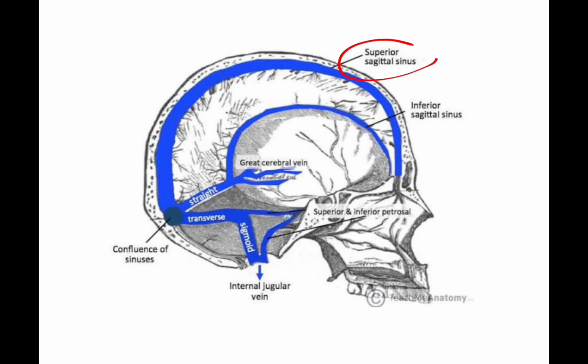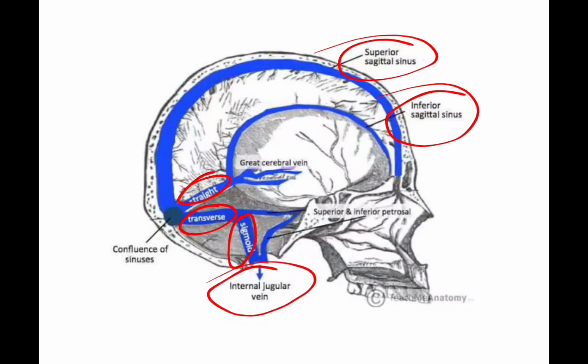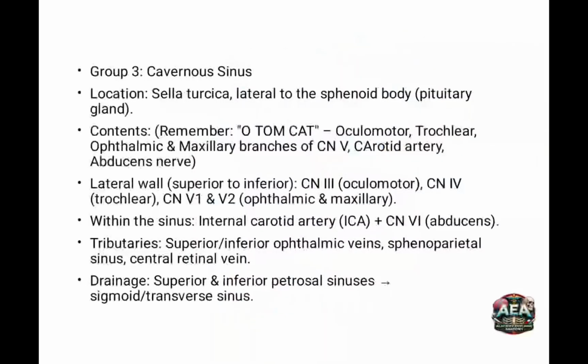We have the superior sagittal sinus. We've already talked about this. We have the inferior sagittal sinus. We have the straight sinus. We have the transverse sinus, which continues as the sigmoid sinus, then into the internal jugular vein. And we have the great cerebral veins, which drain blood into these short veins.